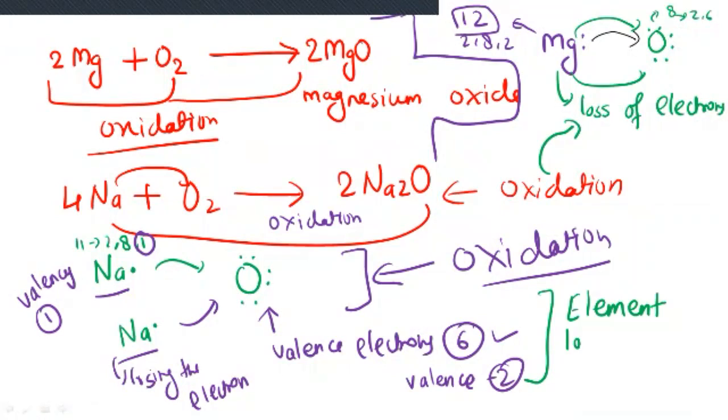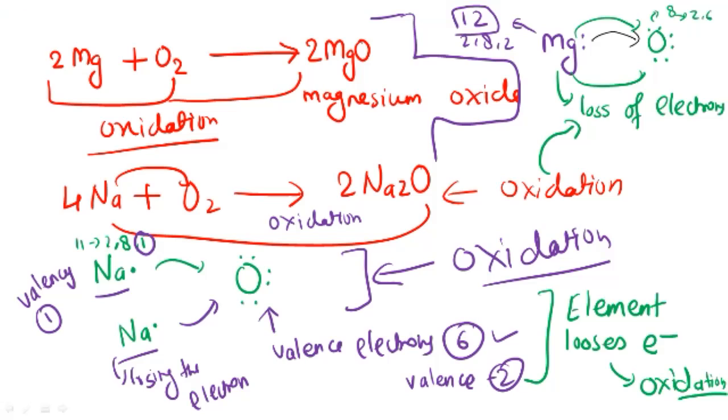Element loses electron, and this is what? Oxidation. ऑक्सीडेशन, क्योंकि ऑक्सीजन का एडिशन हुआ है और एलिमेंट ने इलेक्ट्रॉन को लूज किया है, so this is what? Oxidation. Is that perfectly clear for everyone? Is that perfectly clear, guys? Yes.